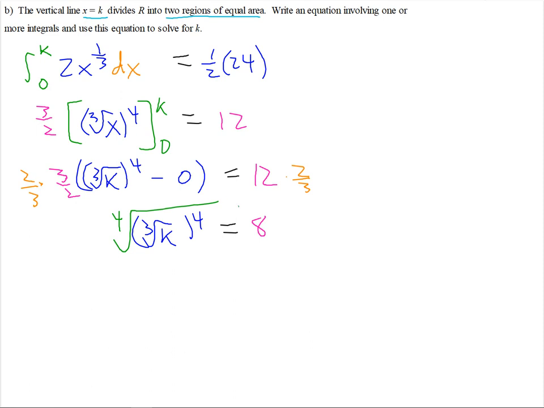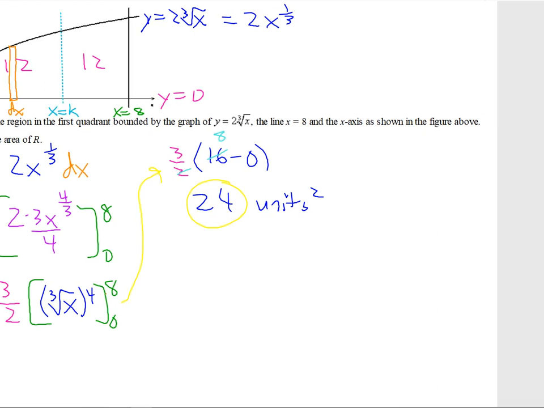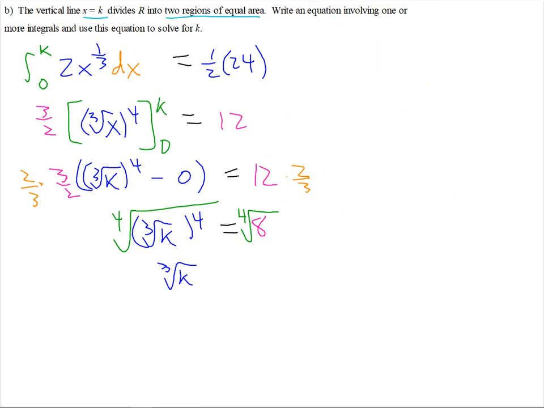Now normally when you take an even root of both sides, you would need to put plus or minus. But here we don't have to, because one thing we can tell from the graph is that k is somewhere between 0 and 8. So k can't be negative. It has to be something positive. So the negative answer wouldn't make sense there. And the fourth root of 8 doesn't simplify there at all.